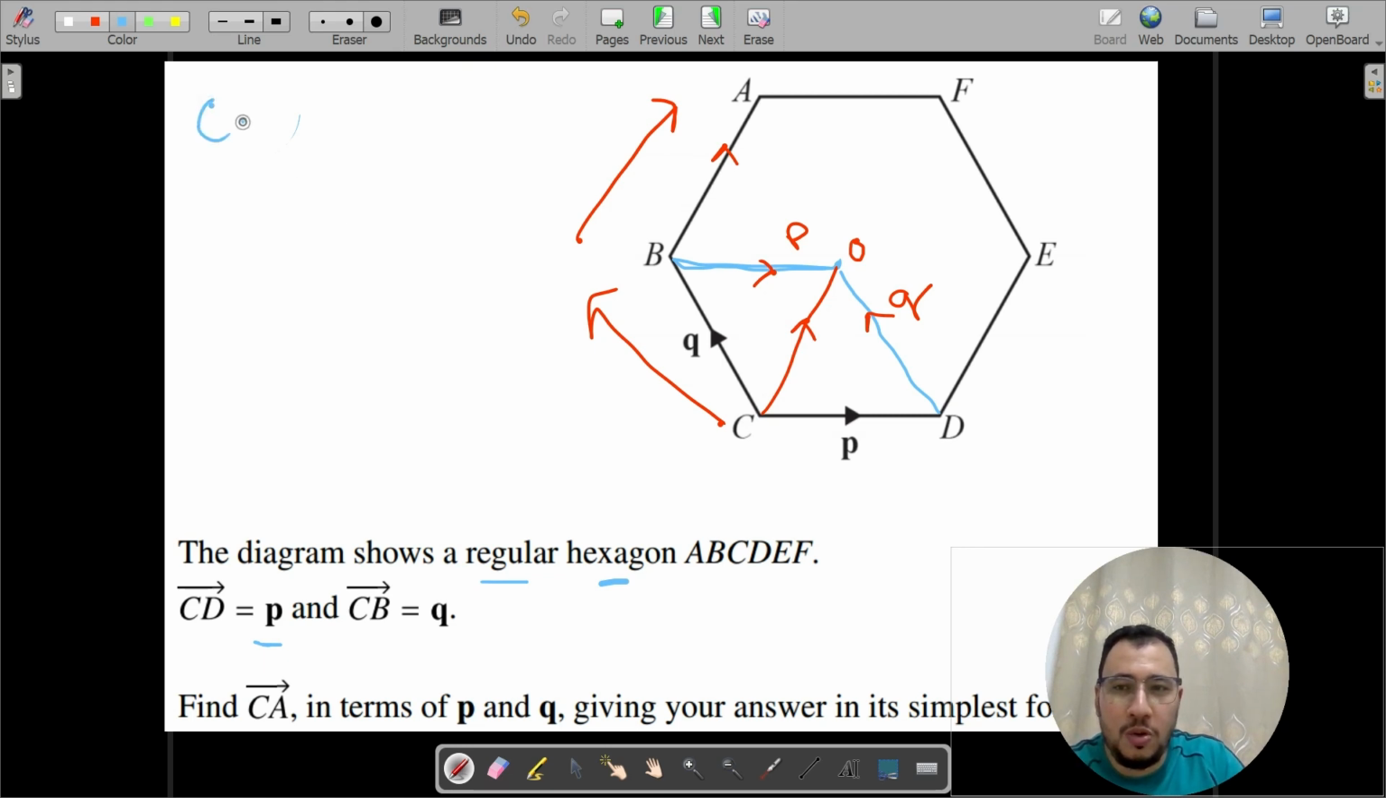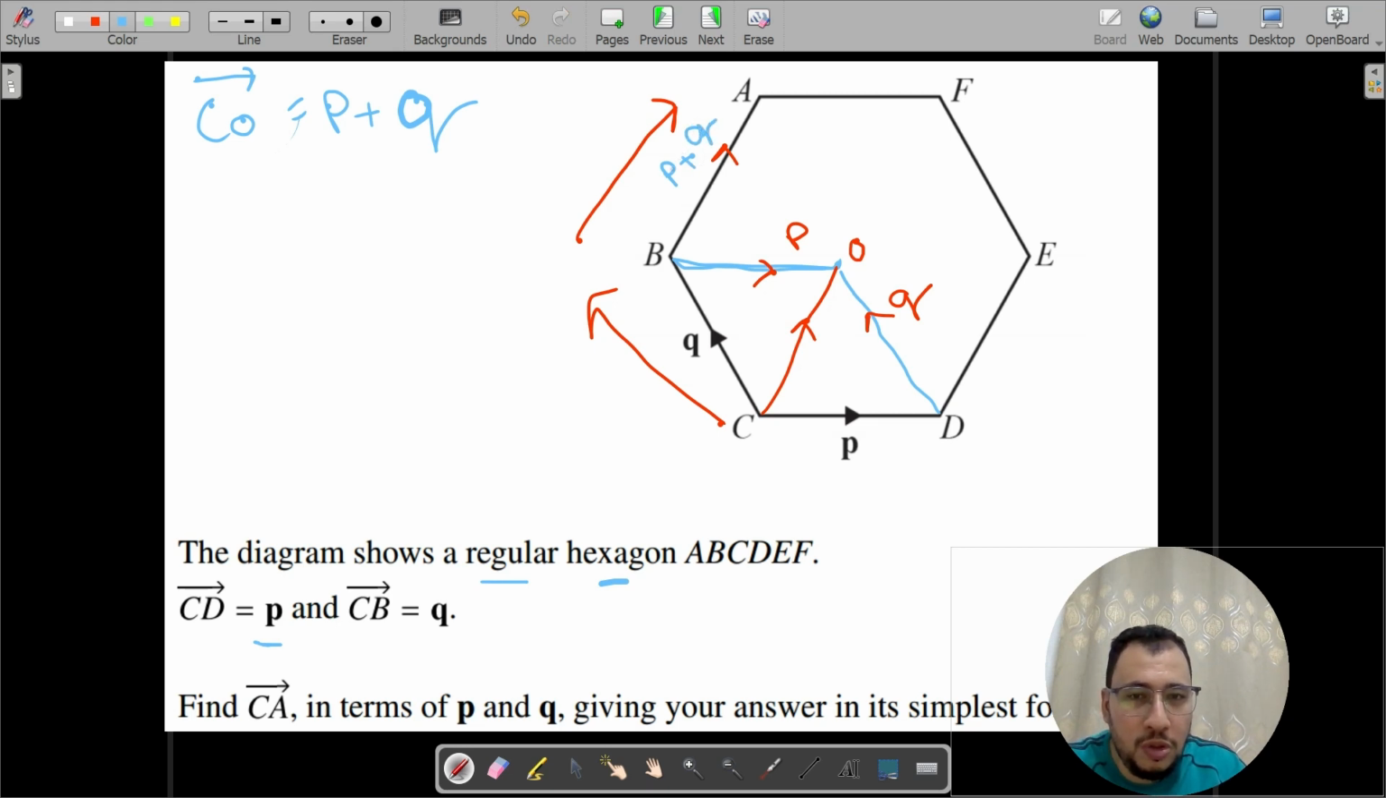CO here equals P. I will go this way, then this way. So this is going to be P plus Q. Which means BA here is also P plus Q.